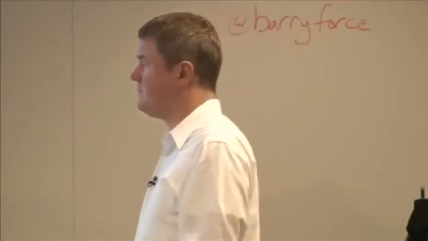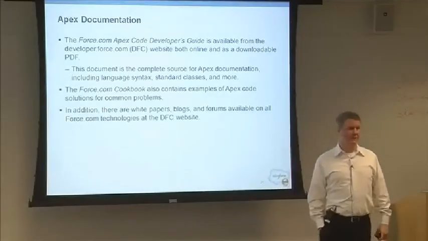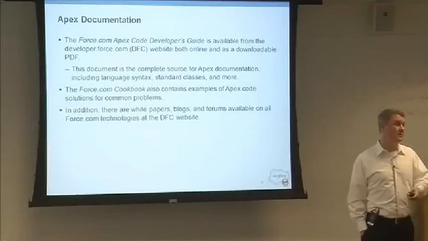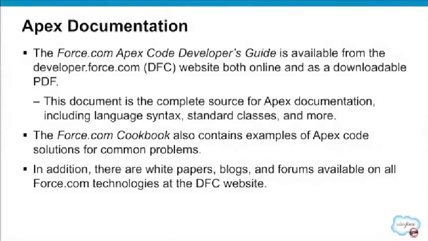The main place that you're going to go for Apex documentation is the Apex Developer's Guide. You can access the help through Help and Training, or you can go out to developer.force.com. You can access the HTML documentation or download the PDFs. Okay. And then there's a number of other things available on developer.force.com, including the cookbooks. And the cookbooks are nice because they have recipes, which are samples of what people have done with respect to code.